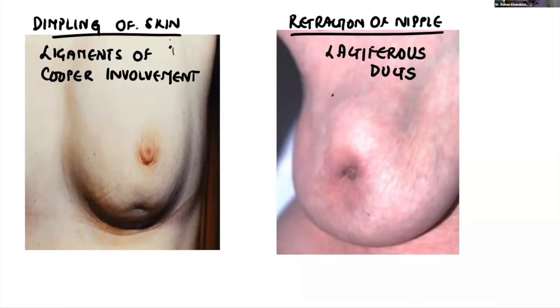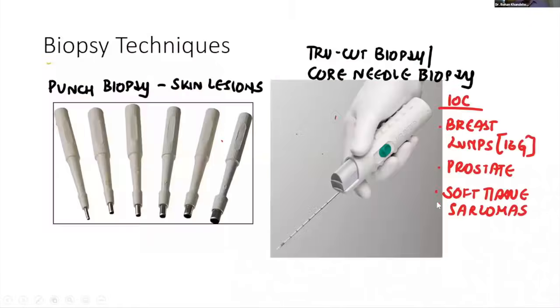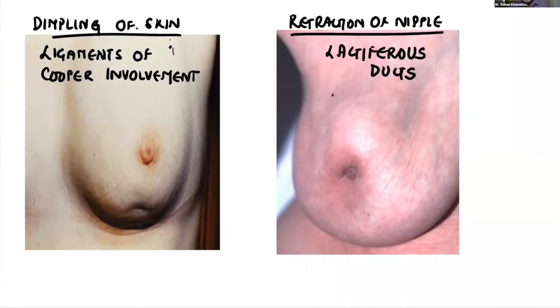These 2 clinical signs have been asked many times in the exam. So these are the 3 places where true cut biopsy is done, and 16 gauge needle is the best for breast biopsy. Dimpling of the skin, you can see a dimple on the skin. This is due to involvement of ligaments of Cooper. Whereas nipple, if it is pulled inside, that is due to lactiferous duct involvement. Retraction of nipple is due to lactiferous duct involvement.